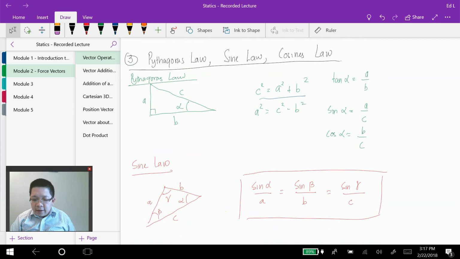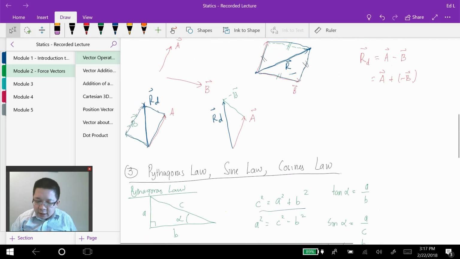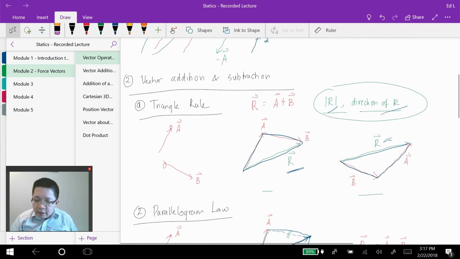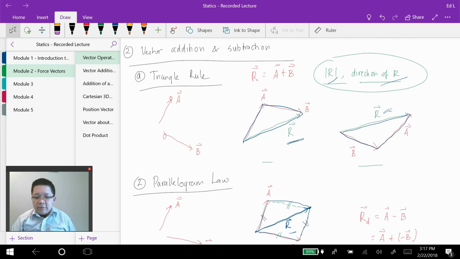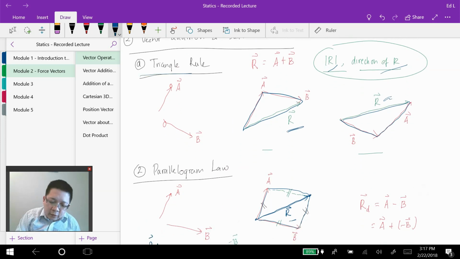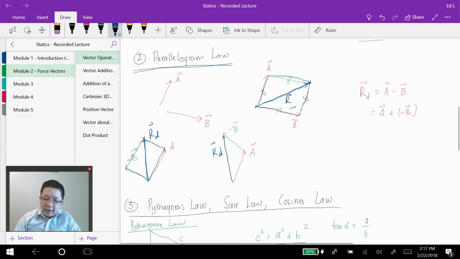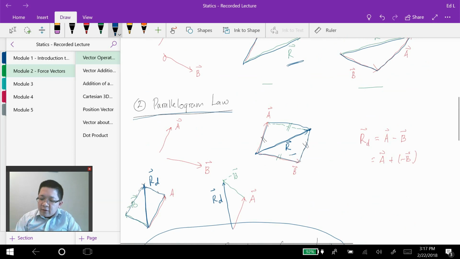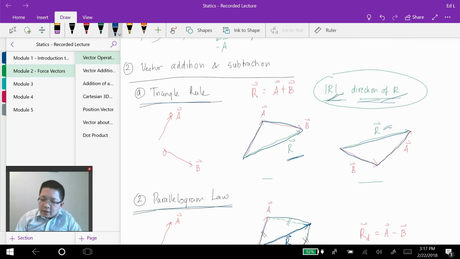I think that's it for this lecture. The key point here is that to find the resultant of two vectors, whether it's an addition or subtraction, we can use the triangle rule or parallelogram law to help us get the sketches, only to get the sketches. Afterwards, we calculate the magnitude and direction using those sketches and applying the trigonometry laws, and we will be able to solve for the magnitude and direction of R.